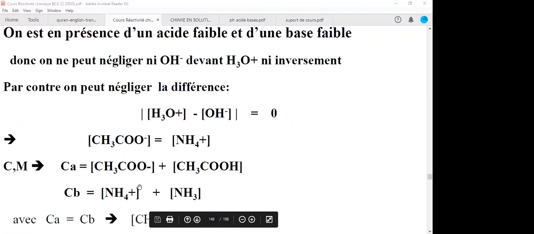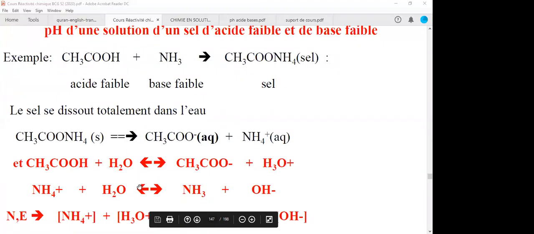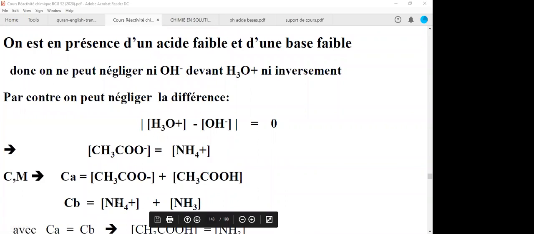And then the concentration of the base. So we've got NH4 plus. NH4 plus decomposes in order to form this one and this one. So the initial concentration of the base is given by the concentration of NH3 formed plus the concentration of NH4 plus that remained. That's what we have here. So in this case, of course, the concentration of the acid is equal to the concentration of the base.